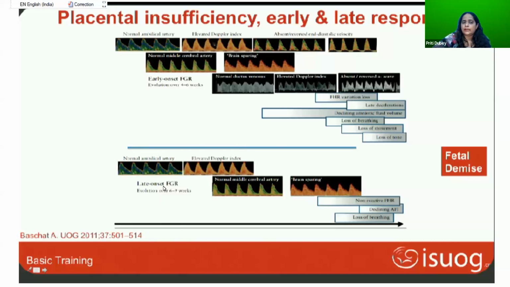In late onset IUGR, the entire process happens within 2 to 3 weeks, in such a short span of time that you need to be very cautious to diagnose late FGR, and you have to immediately induce these babies, because there is a normal umbilical artery and there are elevated Doppler indexes. That is the only sole point, the altered CPR for late onset FGR. There are elevated Doppler indexes and brain sparing happens, and immediately the baby lands up in trouble.